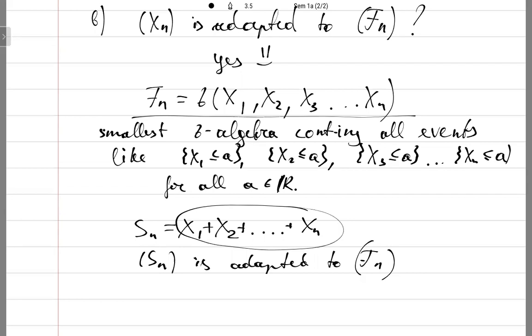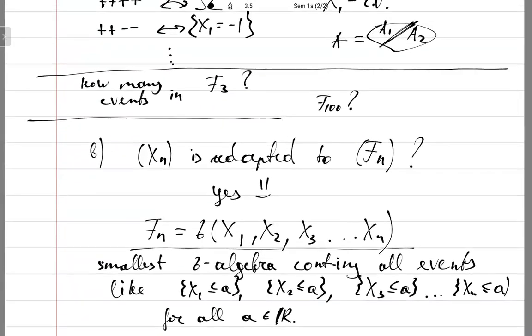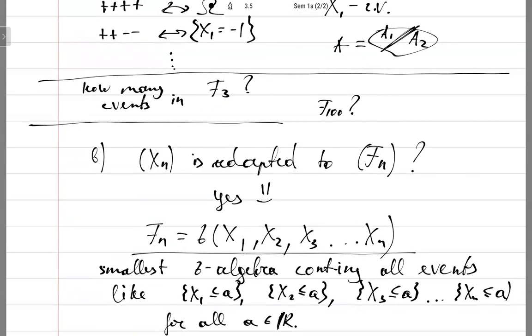Evgeny asked in the chat whether the number of events is 2 to the power 8 in F3. In F3, I think yes, you have 8 primitive events and 2 to the power of that number. Yeah, you're right. 2 to the power 8.